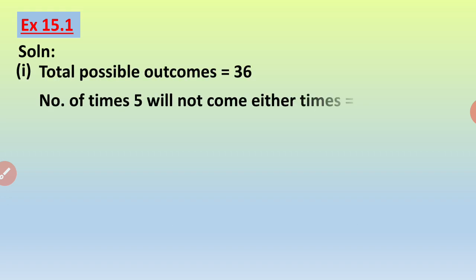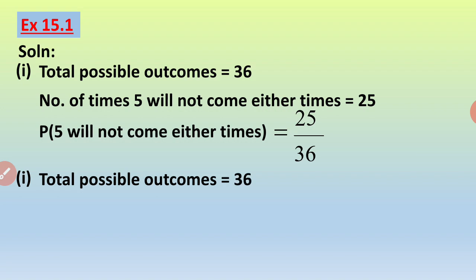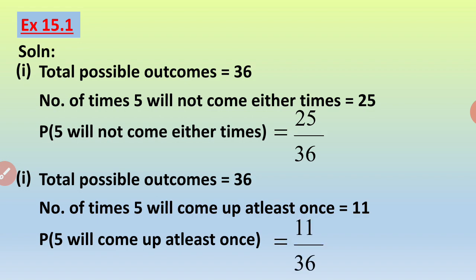So with this, we'll find out the probability. Total possible outcomes are obviously 36. Out of it, 25 times you will not get 5. So the probability that 5 does not come up at all will be 25 upon 36. And total possible outcomes are obviously 36. The number of times 5 will come at least once is 11, as we have just seen. So its probability is 11 upon 36.